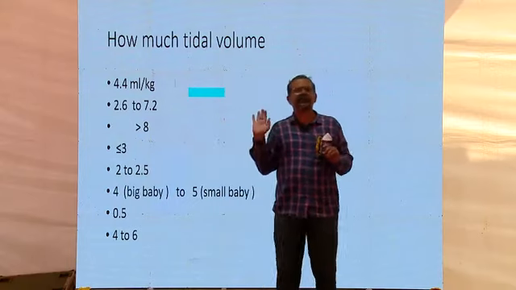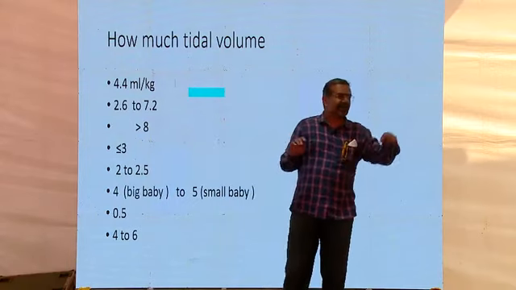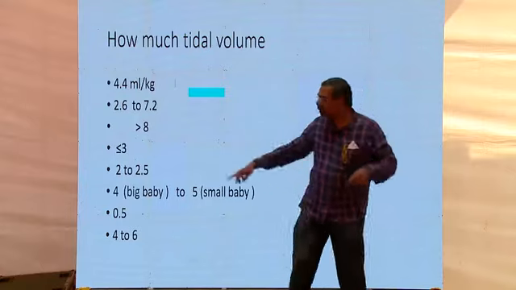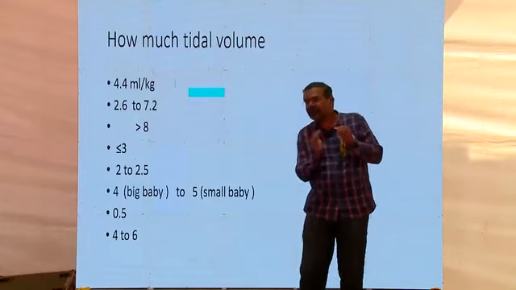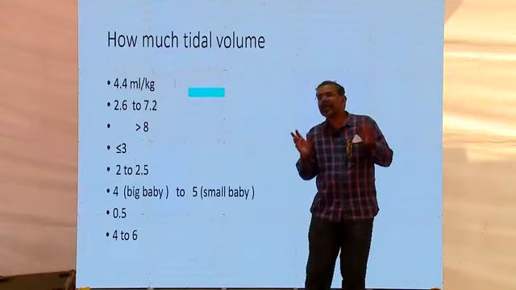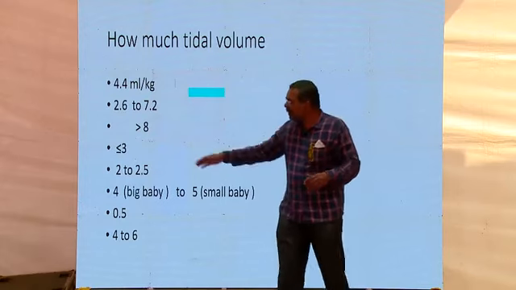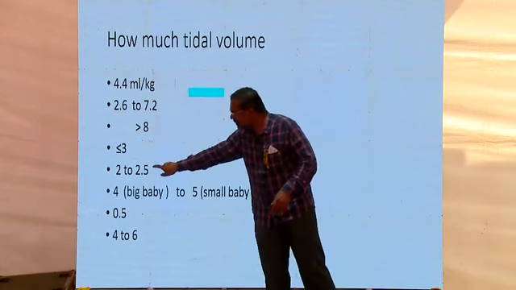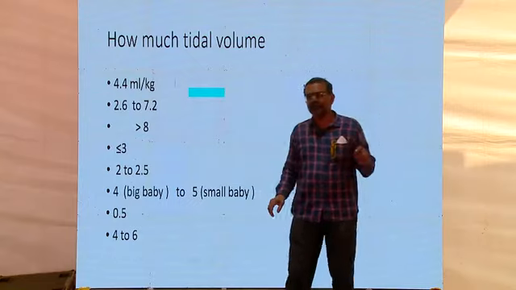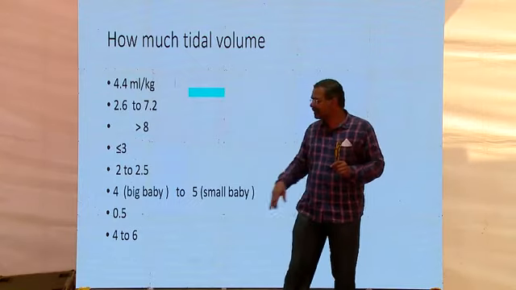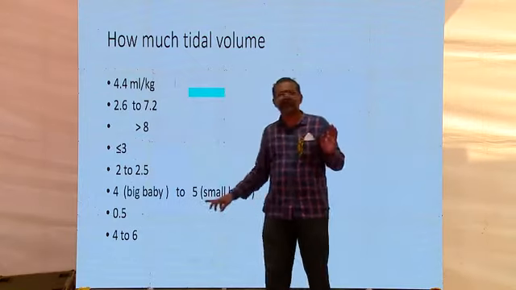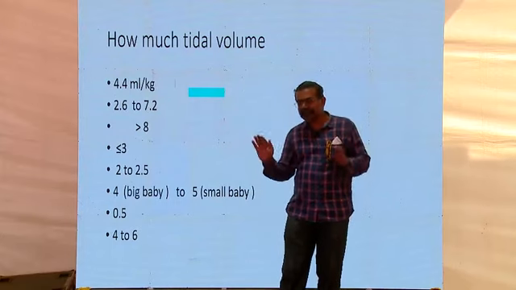Don't go below 3. If you go below 3, they have observed that a lot of collapse, atelectasis, happens. Now, what is this based on? Based on this study, this we know for sure: dead space in a neonate is 2 to 2.5 cc per kg.